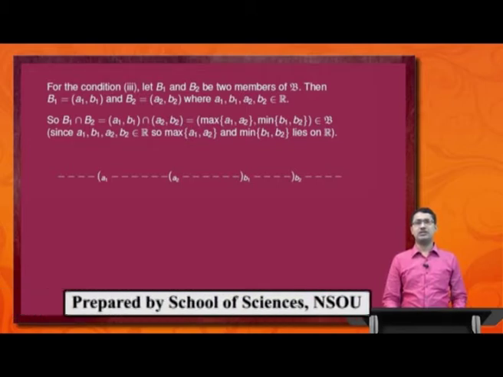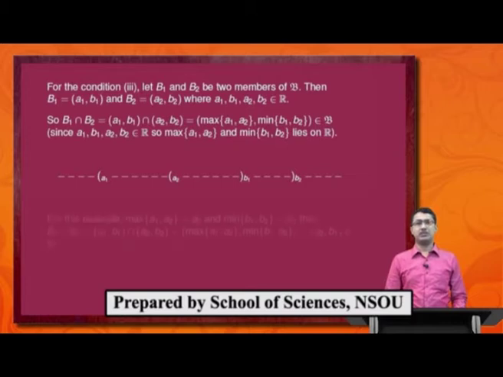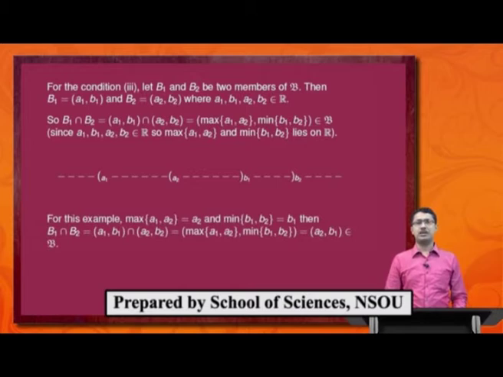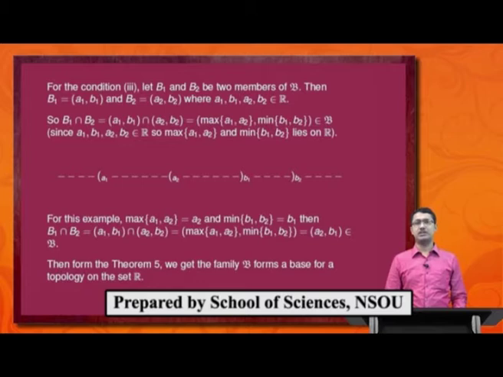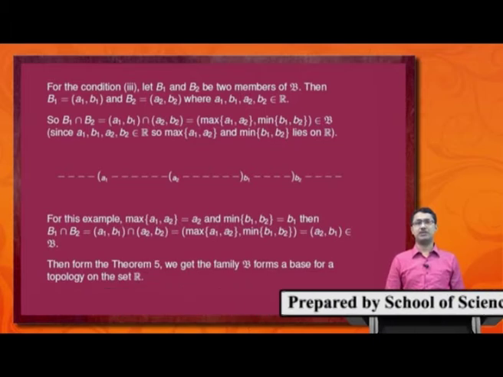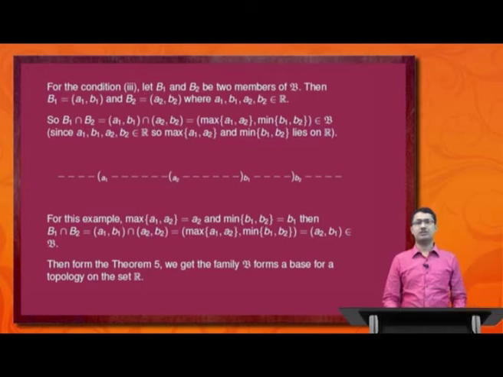From the diagram in the example, a1 is less than a2, so the maximum of a1, a2 is equal to a2, and the minimum of b1, b2 is equal to b1. Then from the picture we get B1 intersection B2 is equal to (a2, b1), where a2 and b1 are both real numbers, and that is a member of script B.